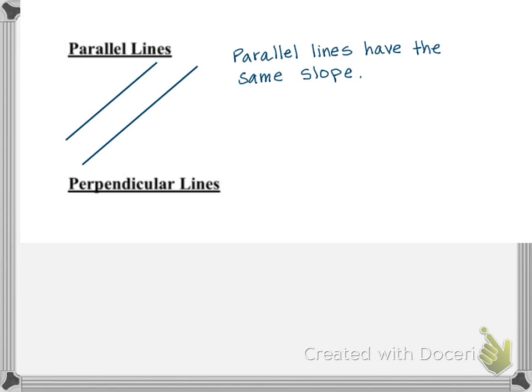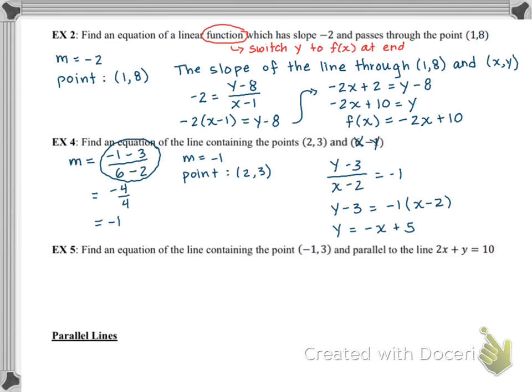Which means that if I give you the equation of a line, and then I say write the equation of a parallel line, you can get the slope of the first line from the equation, and then just use that same slope to write your equation. So backing up, back to example 5, we're going to find an equation of the line containing the point -1, 3, and parallel to the line 2x plus y equals 10.